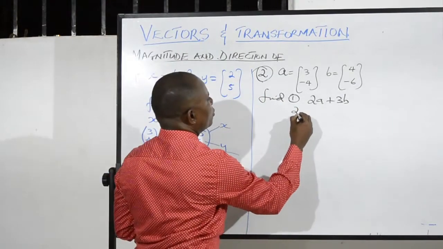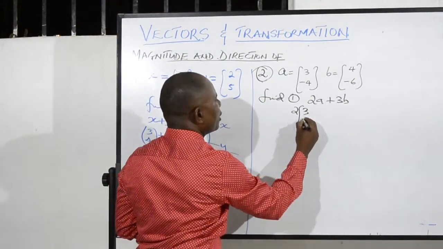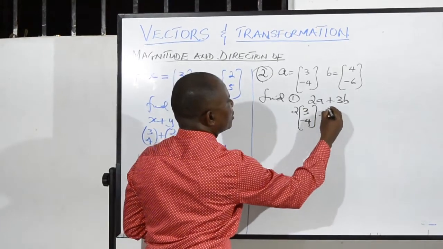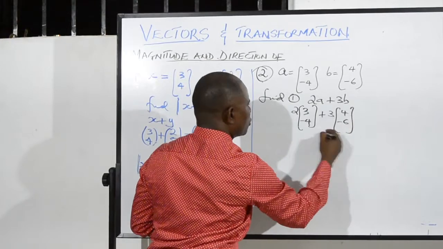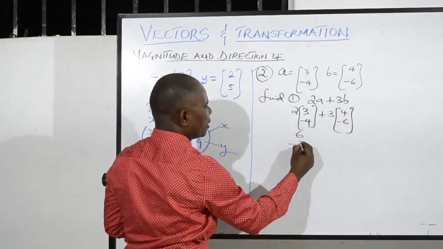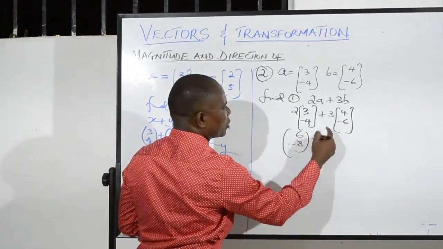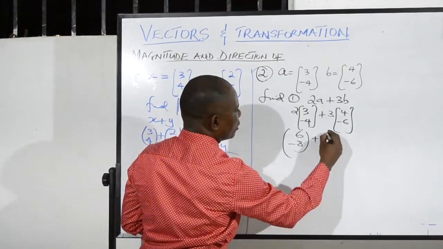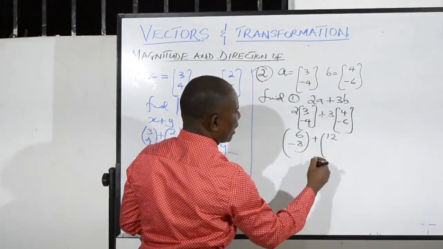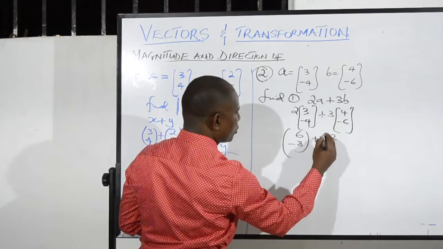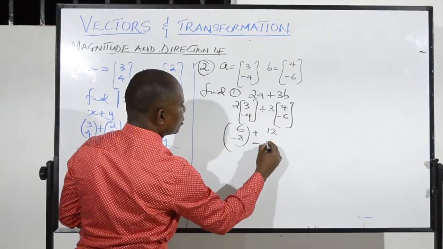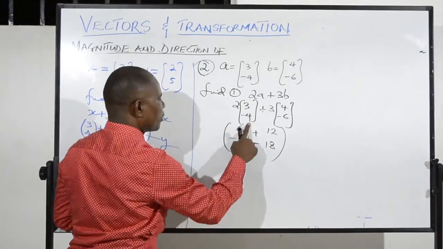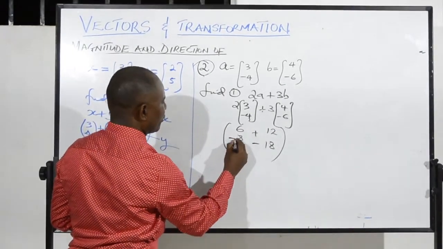So I go with 2 times A, which is (3, -4), then plus 3 times B, which is (4, -6). So I go with that: this is (6, -8). Remember what I did here, this plus, this is 12, and this one, multiply that to give you -6. Let me just remove this. So I have that, this is -18, this is -18. So I remove all of this, and I simplify it somehow.